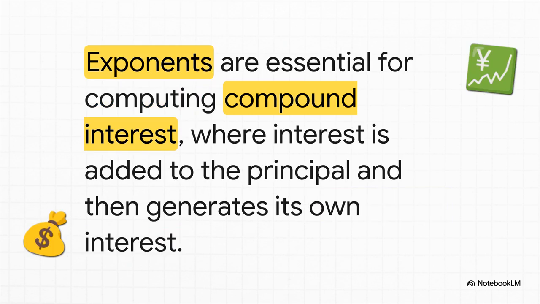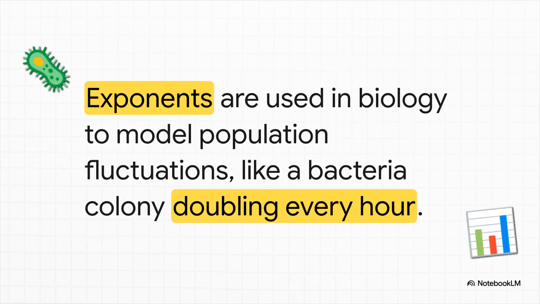And what about money? Well, in finance, exponents are the magic engine behind compound interest. It's how a tiny investment can, over time, grow into a really large sum of money, all thanks to the math of exponential growth. Exponents are also absolutely critical in biology. They're used to model population growth. They help scientists understand and predict how populations, everything from tiny bacteria to large wildlife, can expand at an explosive rate.